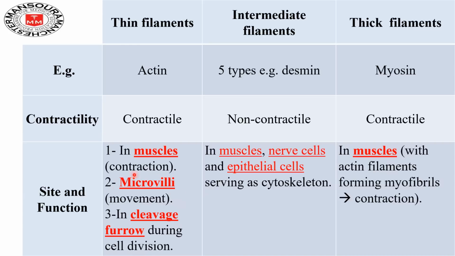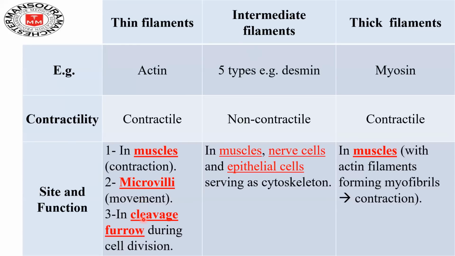In addition, we can find actin in other areas, like the microvilli. They are small projections projecting from the inner surface of the cells of the small intestine and large intestine. And actin is present here, enabling microvilli to make very fine movement.